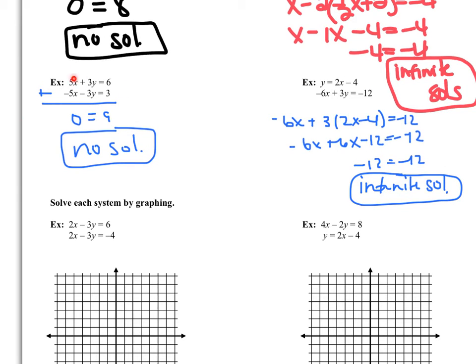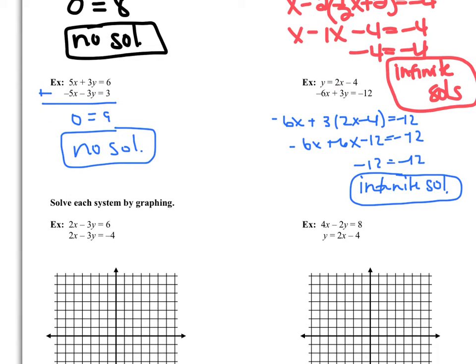So on the first example here, they're already stacked, they're already matching. It makes the most sense to eliminate, and you can eliminate by adding. So 5x plus -5x is 0, 3y plus -3y is 0, so that's what you're left with over here. And then 6 plus 3 is 9. 0 doesn't equal 9, that's a false statement, so you say no solution.